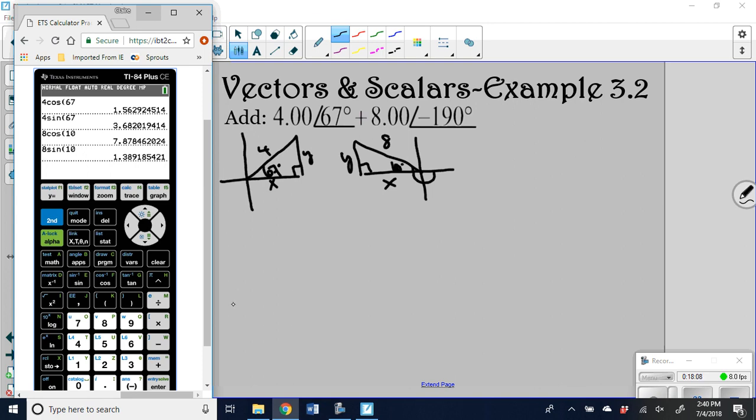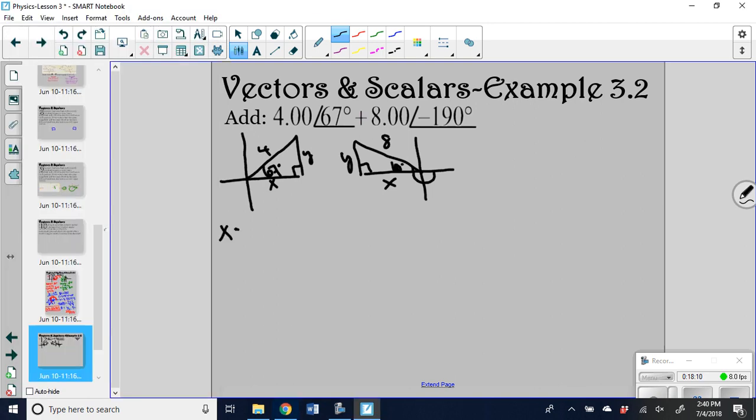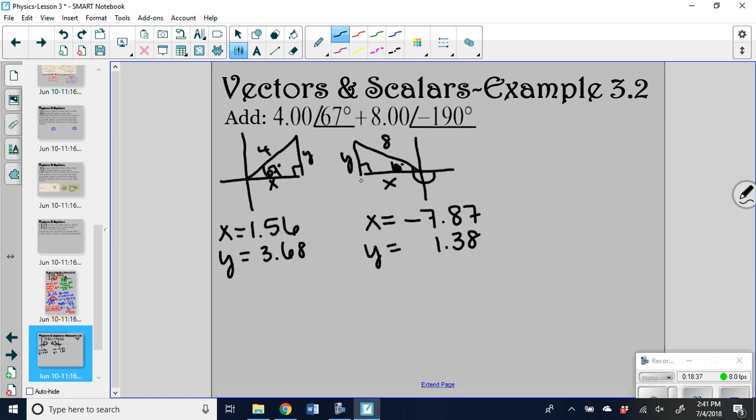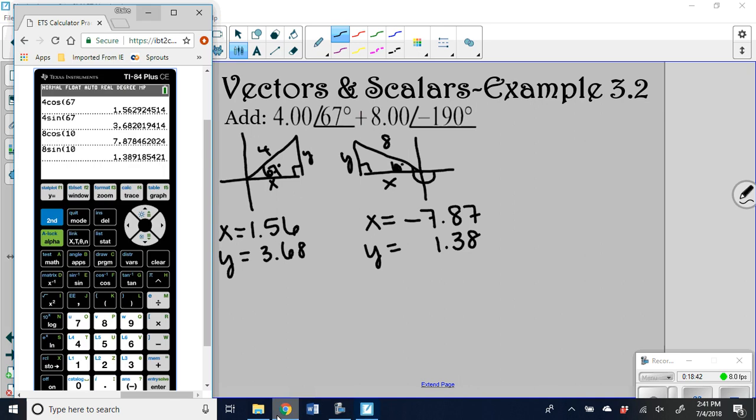And so over here, our x is going to be 1.56. Our y is going to be 3.68. Over here, our x is going to be 7.87. And our y is going to be 1.38. Now, if you look on this first one, they're both positive because we went to the right and up. But on this second one, the x is negative because we went to the left, and the y is positive because we went up.